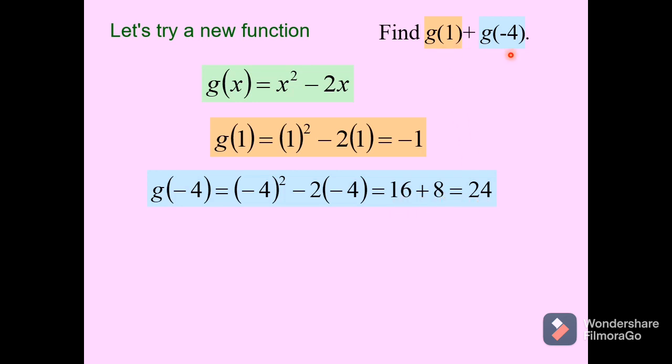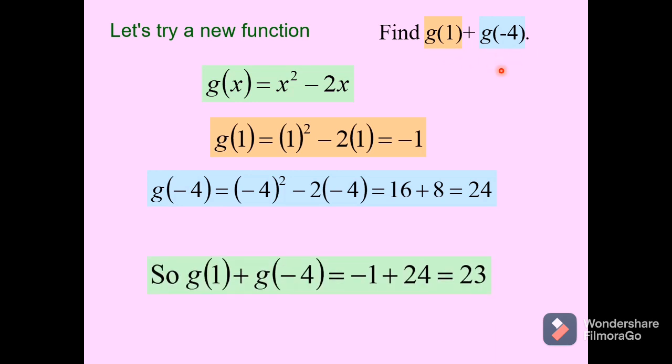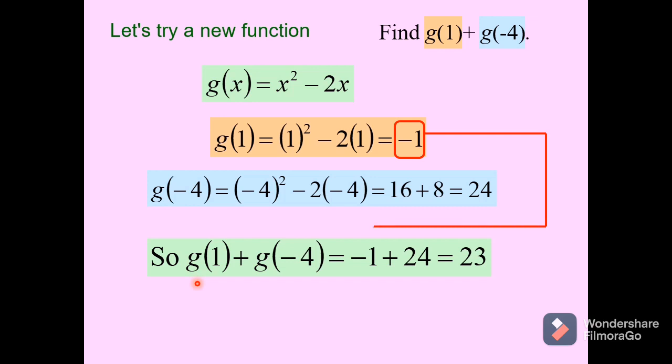Now, we can now proceed with this solution. G of 1 plus g of negative 4. Okay? So, palitan natin yung g of 1 kung ano ang nakuha natin. That is negative 1. Palitan si g of negative 4 kung ano yung nakuha natin kanina, and that is 24. Then add negative 1 plus 24, that is equal to positive 23.